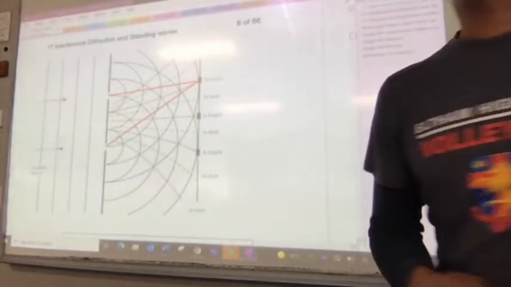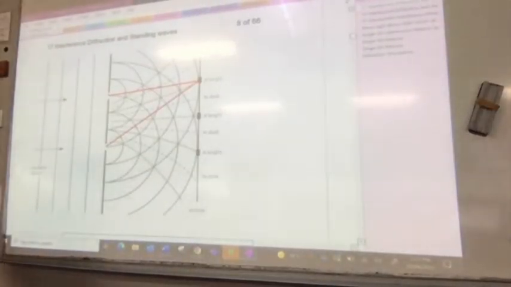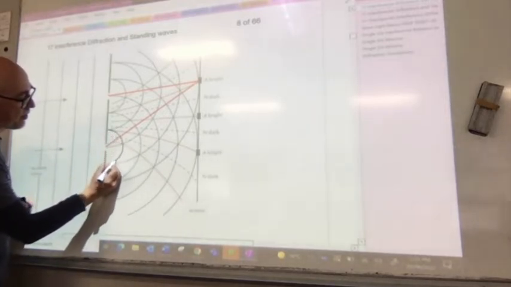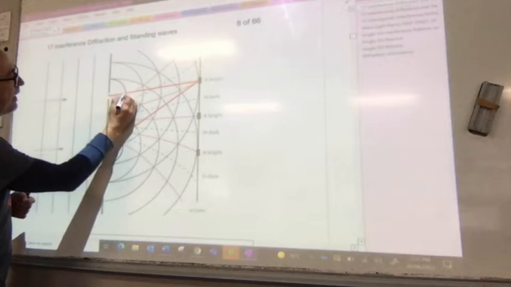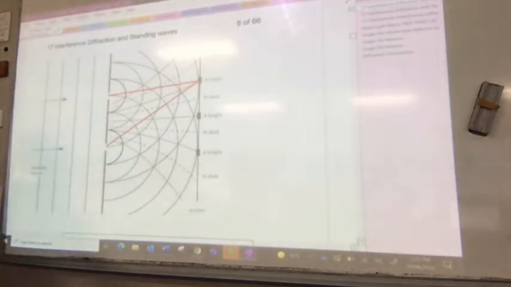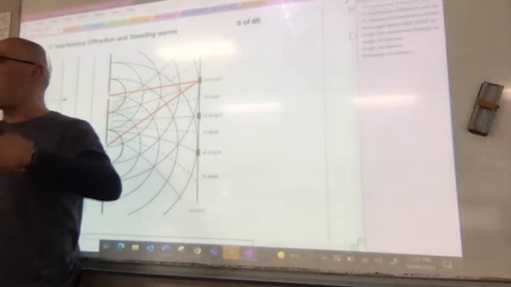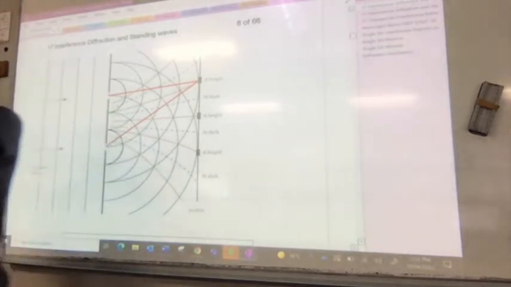All right, so when you look at the very first crest that comes through, the first maximum that comes through, now, the light is in the medium. The light travels at the same speed in the medium. So if they both start off in the same moment, they should arrive at the same moment.